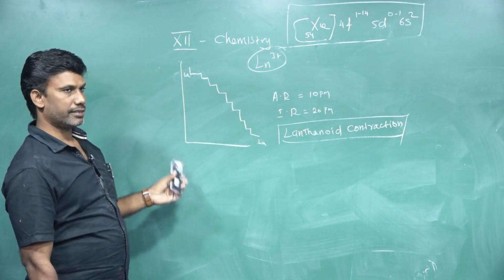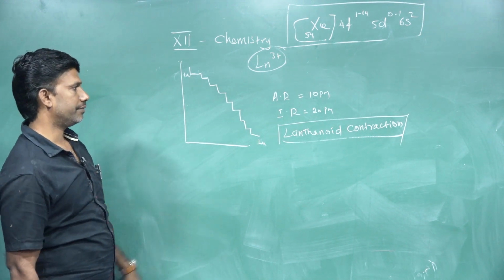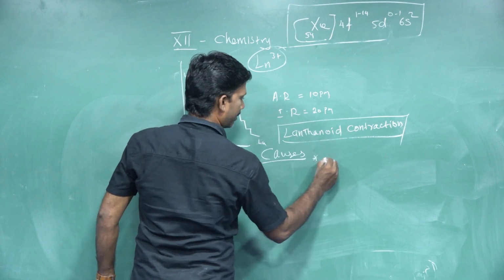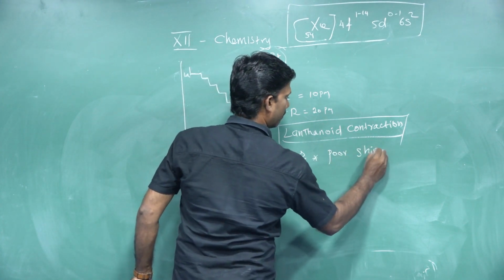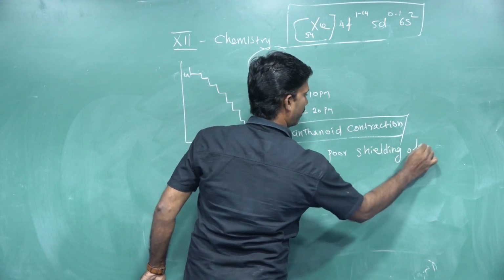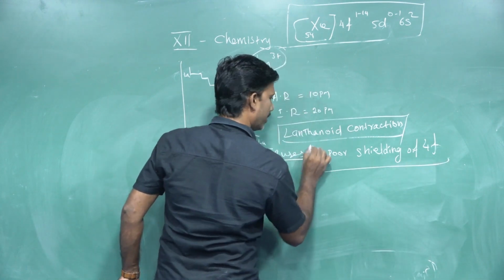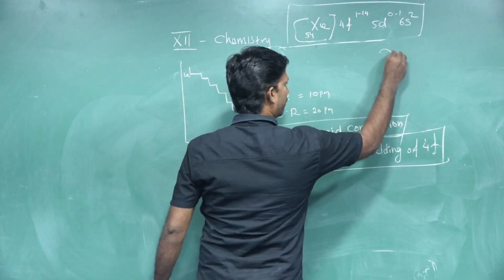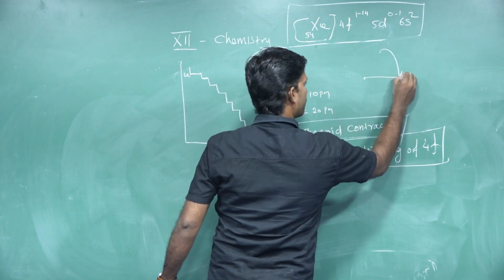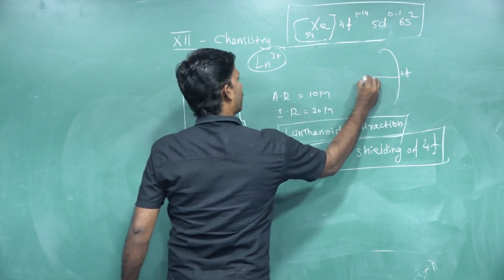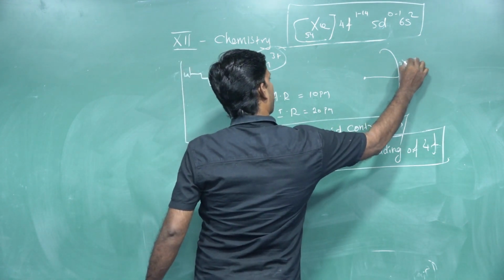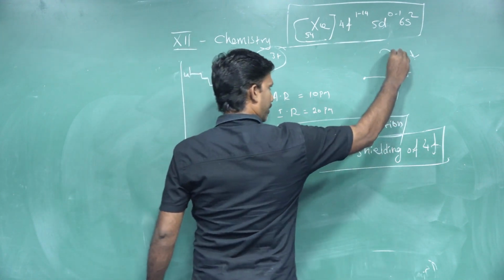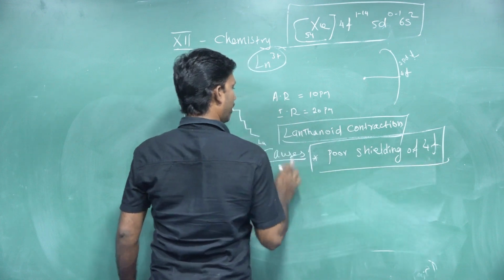So why does the lanthanide contraction arise? What is the cause for the lanthanide contraction? Let me explain. The cause is nothing but the poor shielding of 4f orbitals. This is the first reason. 4f orbitals are poorly shielded. It can be explained like this: if you take a 4f orbital here, you find the nucleus here. Generally, 4f orbitals are poorly shielded because S, P, D, F are there, and F shields poorly towards the nucleus. The shielding is very poor.